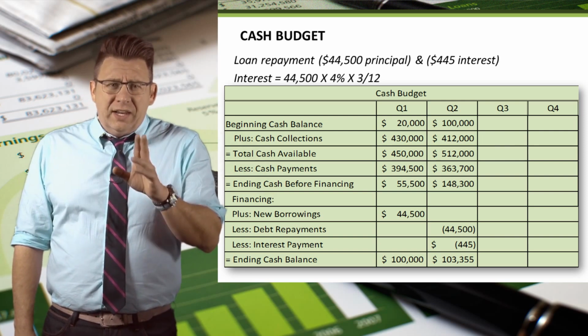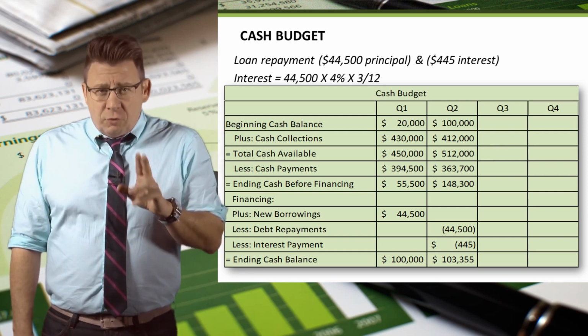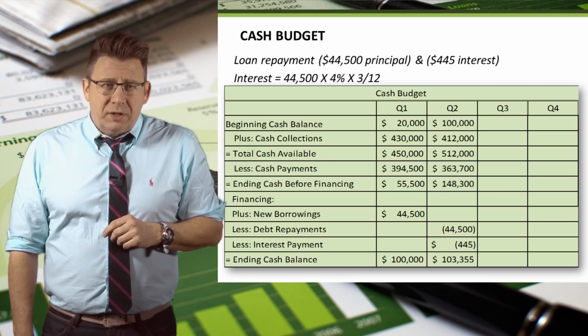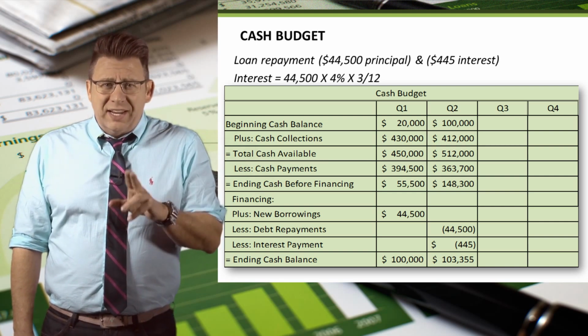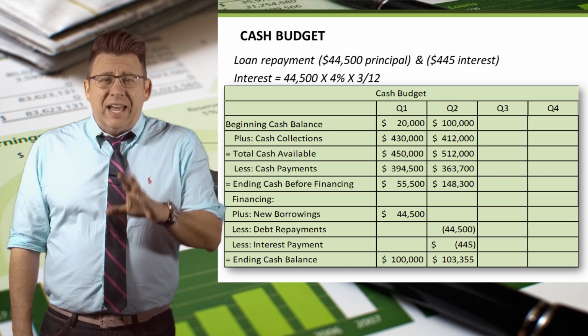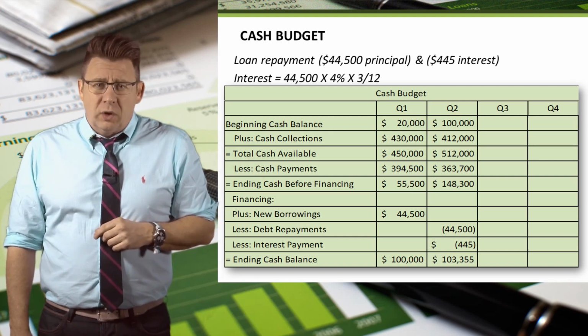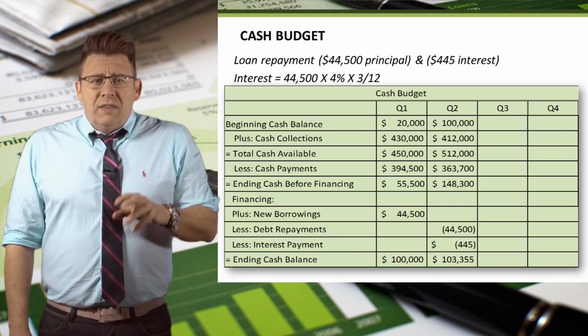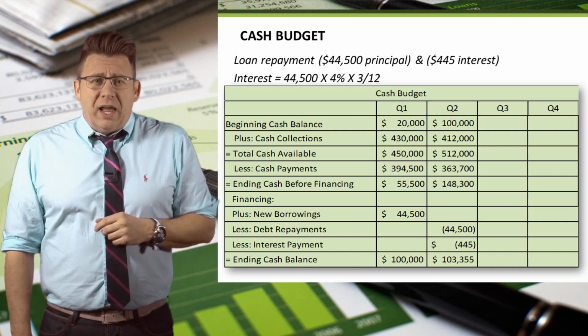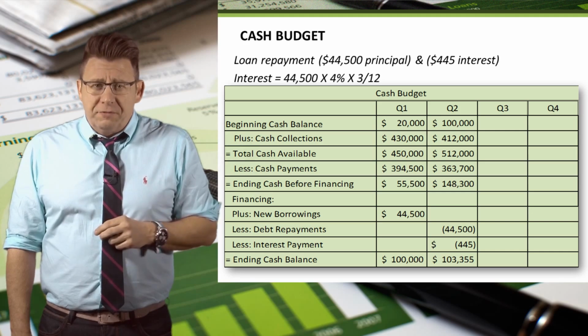I've calculated the interest as $44,500 of principal times 4% annual interest times 3/12, because 1 quarter of the year is 3/12 of the year. This gives us an ending cash balance of $103,355.